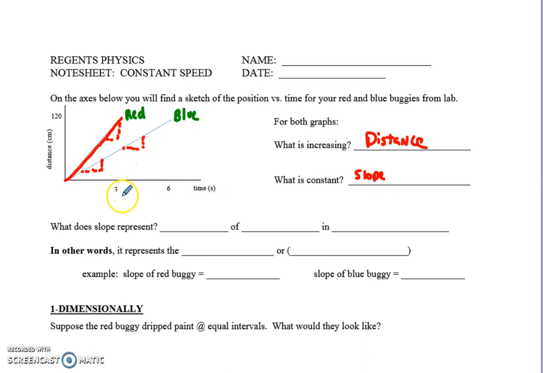So the next natural question is, all right, what does that slope represent? It's always a good idea to take a look at the units of the slope, and so it's a change in y, which would then be a centimeter over a second. So what it represents is the rate of change in distance.